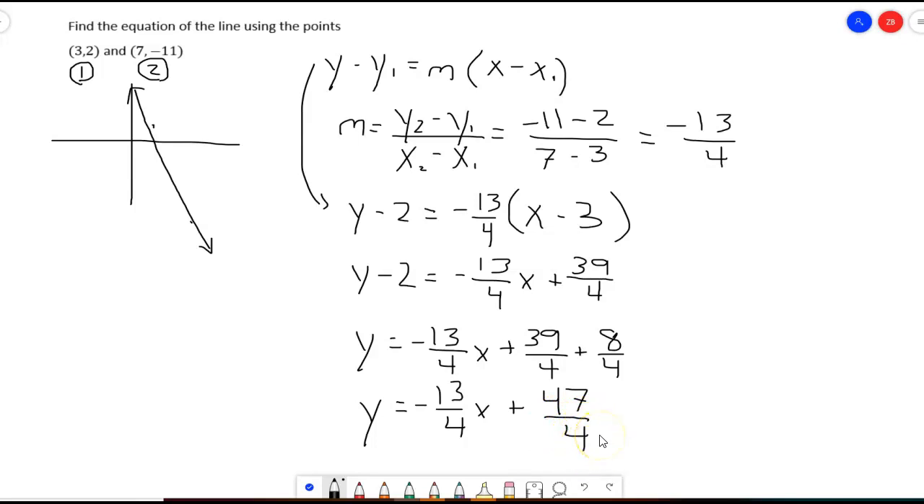That's it. If you have any questions, just let me know. You can always put this in your graphing calculator and make sure it looks like that or similar to that.